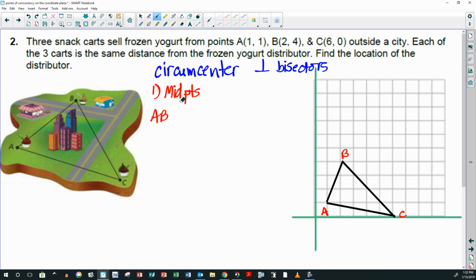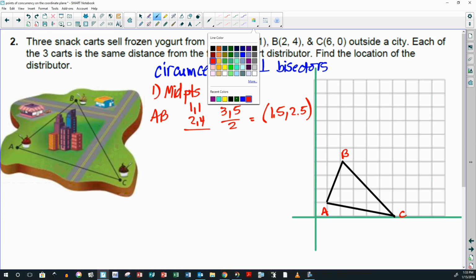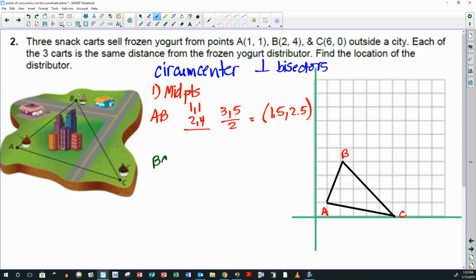So for AB, I'm going to add A and B together. So (1, 1) plus (2, 4) is (3, 5). Divide by 2. So that's (1.5, 2.5). So there's the midpoint of AB. I'm going to do the other side in a different color. So now I'm going to find the midpoint of BC. So BC is (2, 4) and (6, 0). So add those two together. That's (8, 4). Take half. So that's (4, 2). So there are my midpoints.